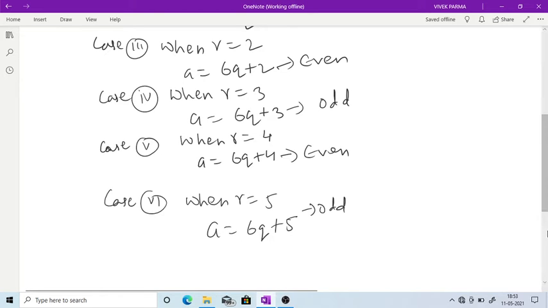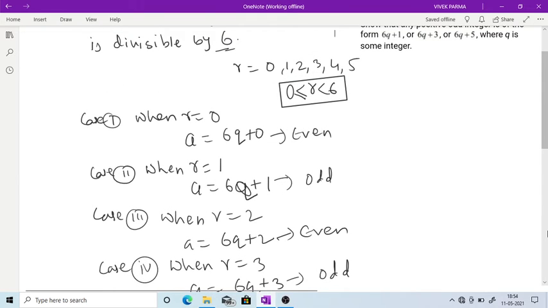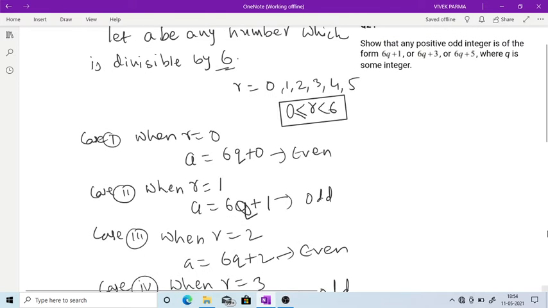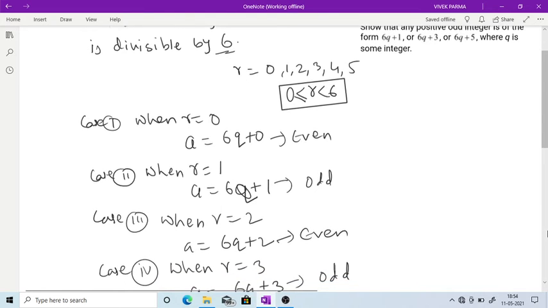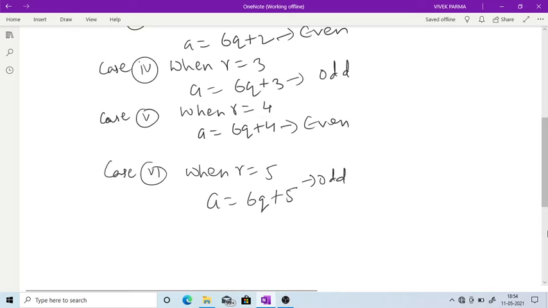Again, we will check here that the expressions 6q plus 1, 6q plus 3 and 6q plus 5 are positive odd integers, right? So hence proved, right?